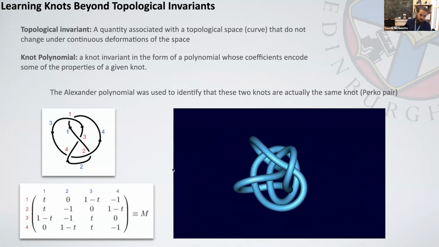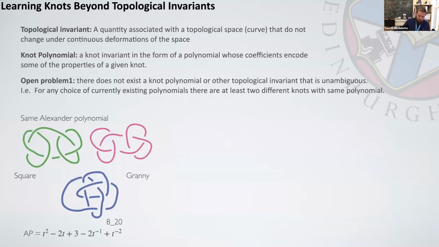This is almost like a combinatorial way of assigning numbers to arcs and crossings. You come up with a matrix, and then you get a determinant of the matrix with a variable t, and you get a polynomial in t. That polynomial can characterize knots, but it is not unique. There are knots that share the same Alexander polynomial. So the open problem exactly is that some knots share the same polynomial.